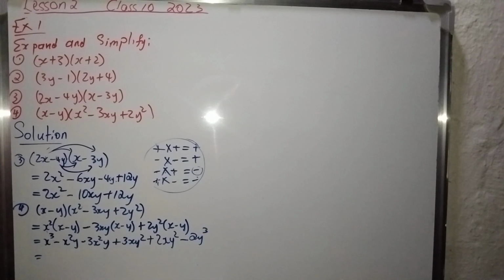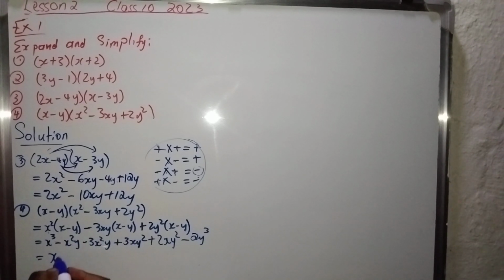Right. Then now we look at the common factors, common terms. This one, do we have any other x cubed here? No. So we just drop this one as it is. And then let's look at x squared y. So here is x squared y.